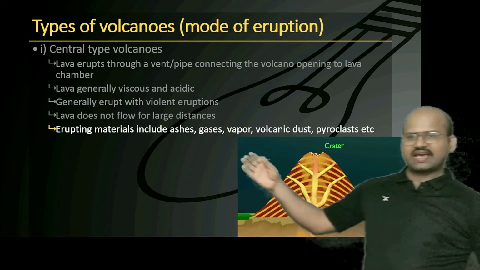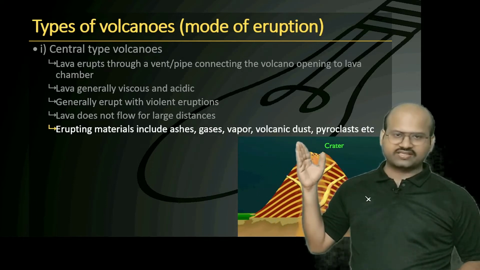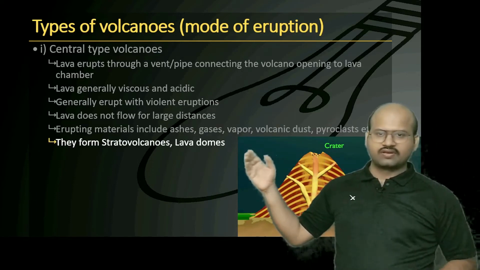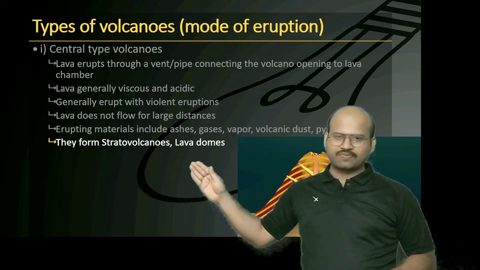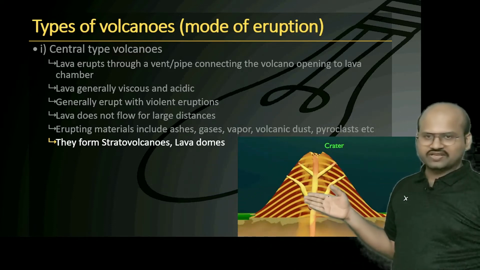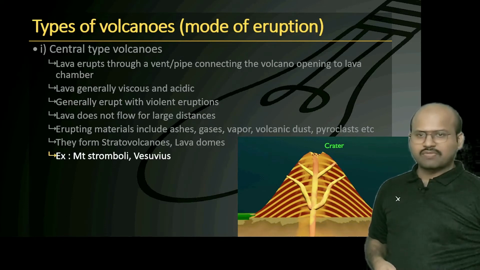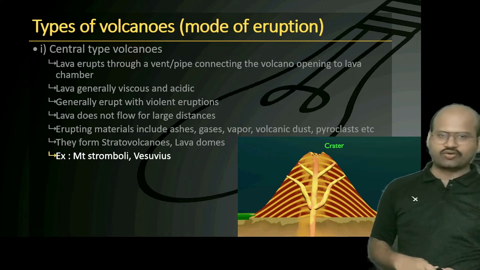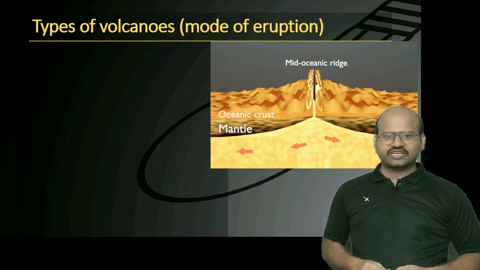Erupting materials can include acids, gases, vapor, volcanic dust and pyroclasts. Stratovolcanoes and lava domes are the most common types of volcanoes having this structure. Mount Stromboli and Mount Vesuvius are also examples of this. Now let's see fissure type volcano.